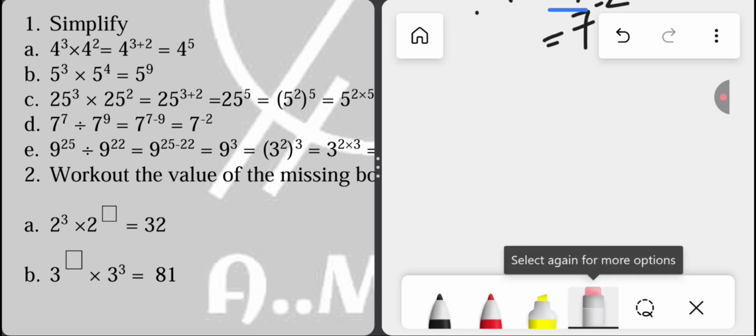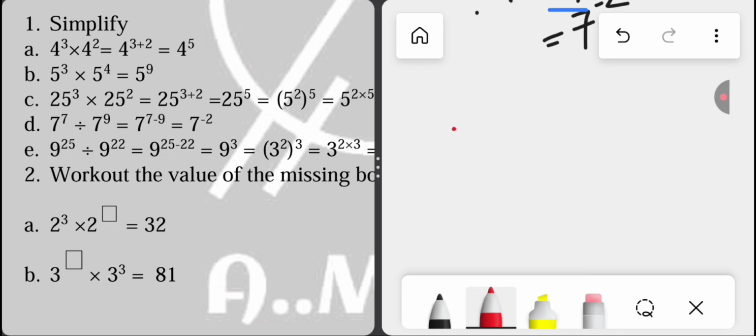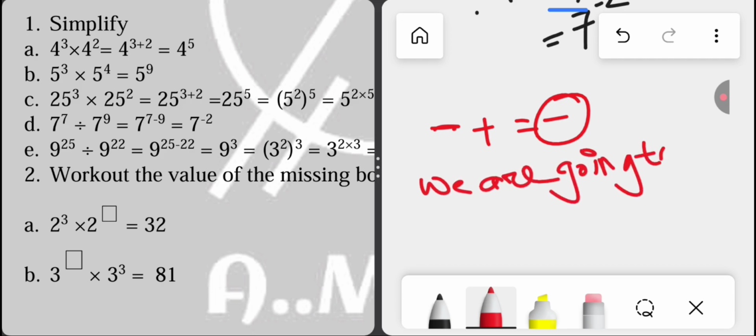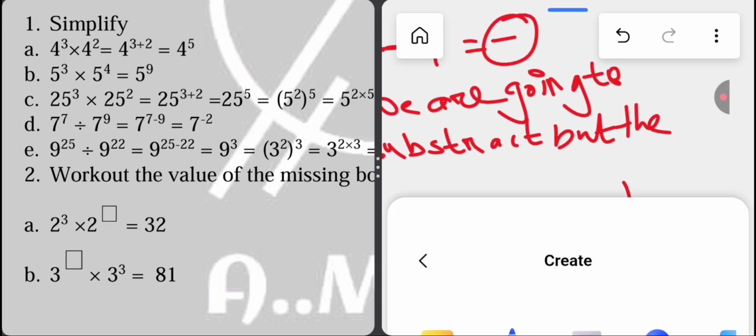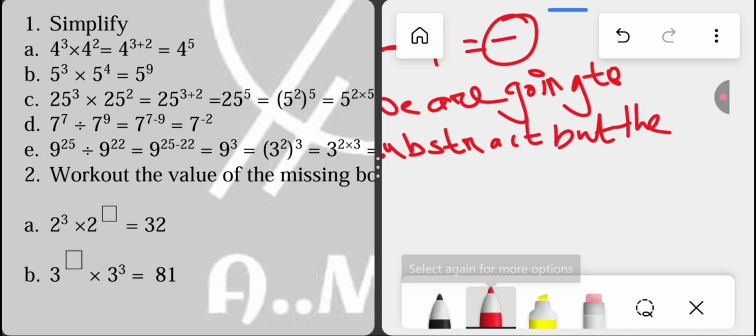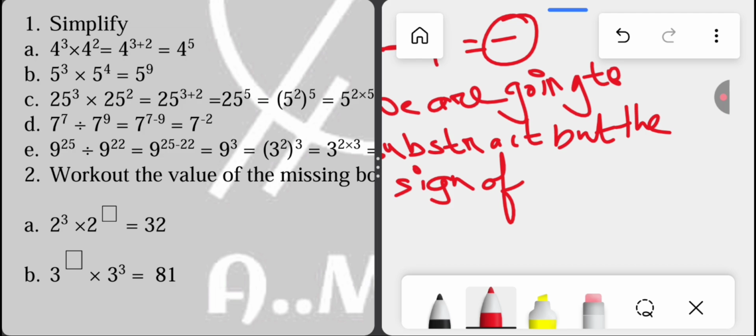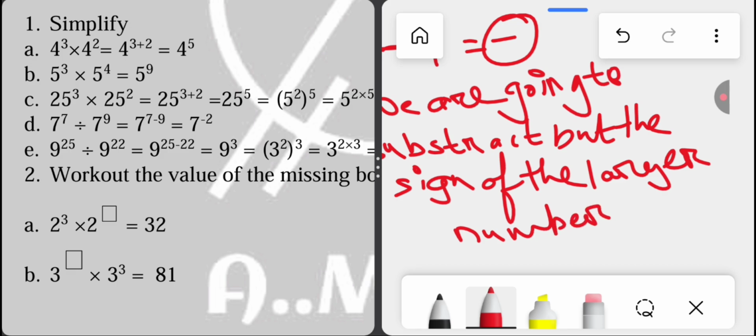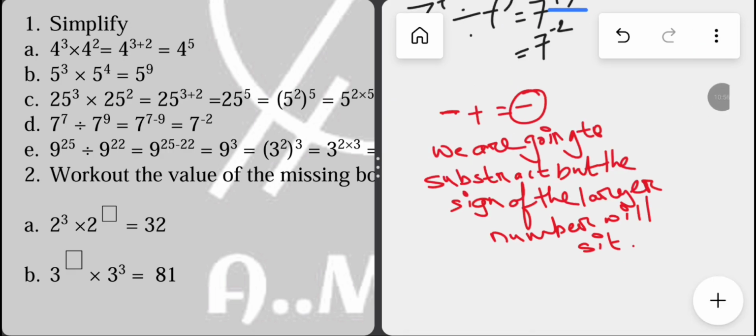Understood? You can also memorize the formula that minus plus or plus minus means we are going to subtract, but the sign of the larger number will sit. See here that minus plus is equals to minus.